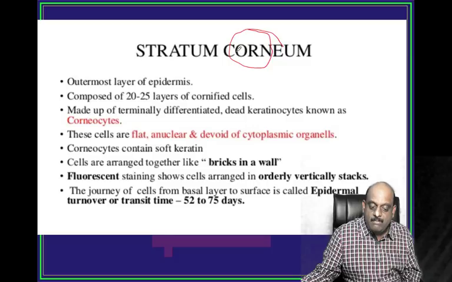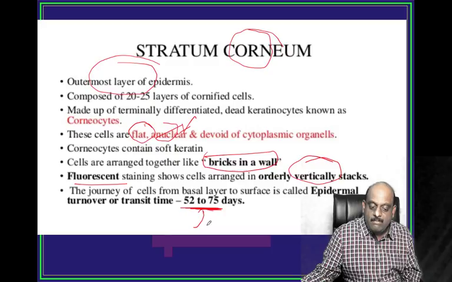Then tell me about stratum corneum. It is the outermost layer of the epidermis, flat anucleate cells without nucleus, and they are arranged together like bricks in a wall, is what you need to remember. And fluorescent staining will show that the cells are arranged like a stack. And one of the favorite MCQs of the examiner: 50 to 75 days is the total turnover time, is what you need to remember.